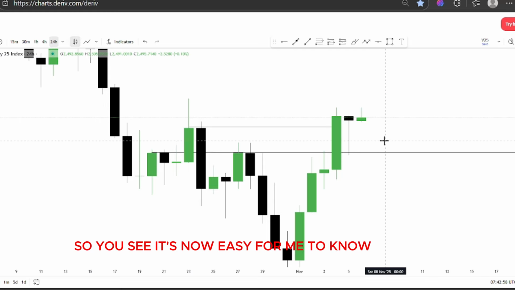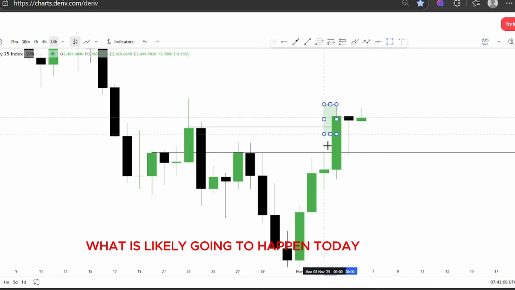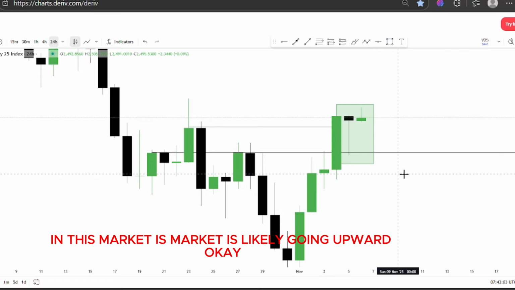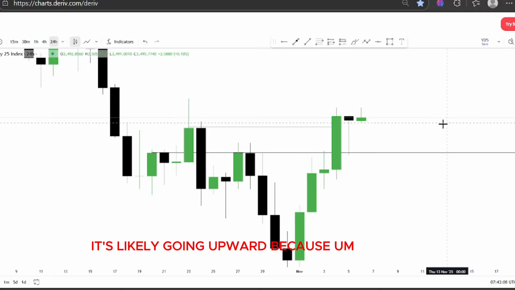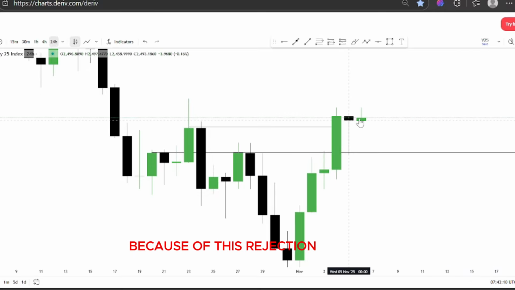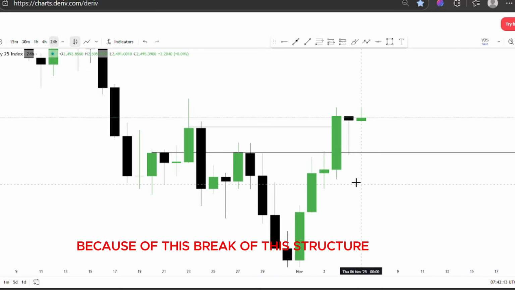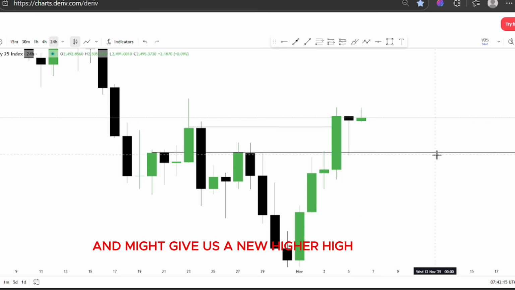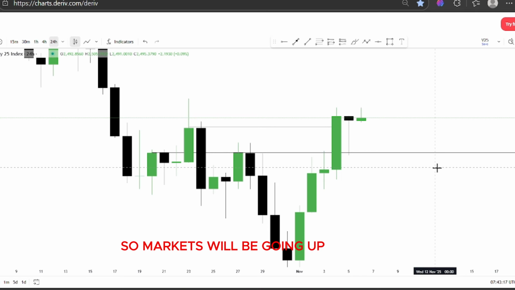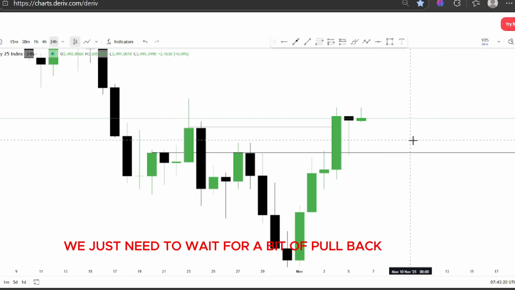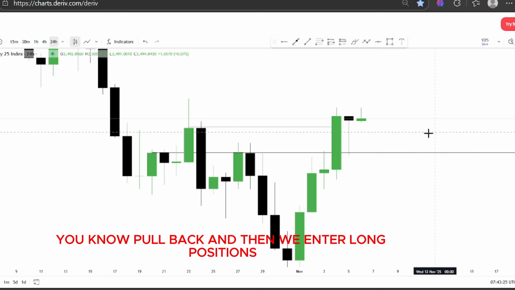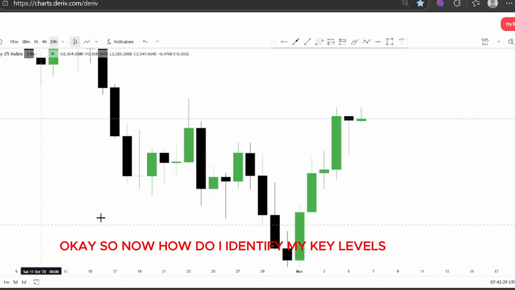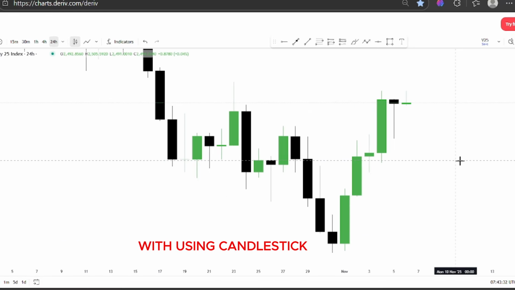So you see, it's now easy for me to know what is likely going to happen today in this market. It is likely going upward because of this rejection and because of this break of structure, and it might give us a new higher high, swing high. So the market will be going up. We just need to wait for a bit of pullback, and then we enter long positions. Okay, so now how do I identify my key levels using candlesticks?